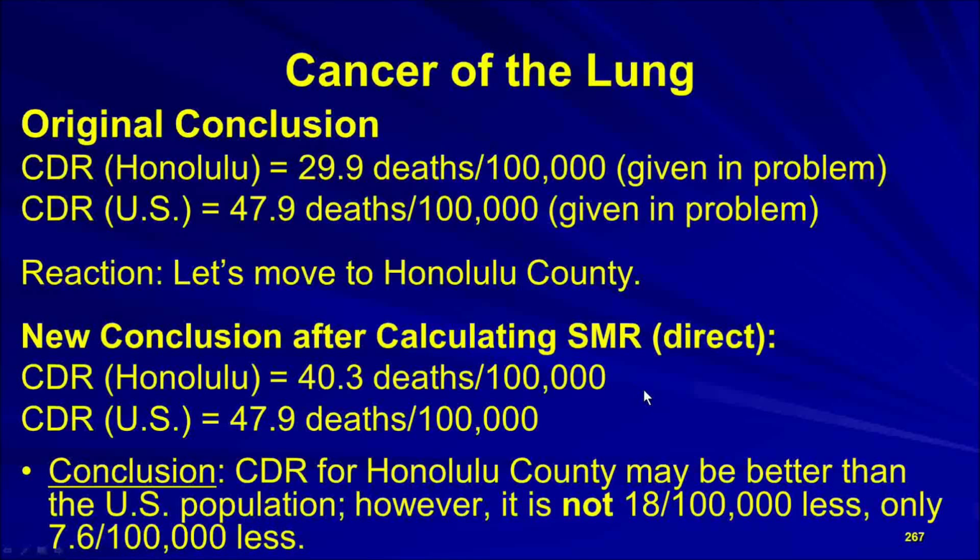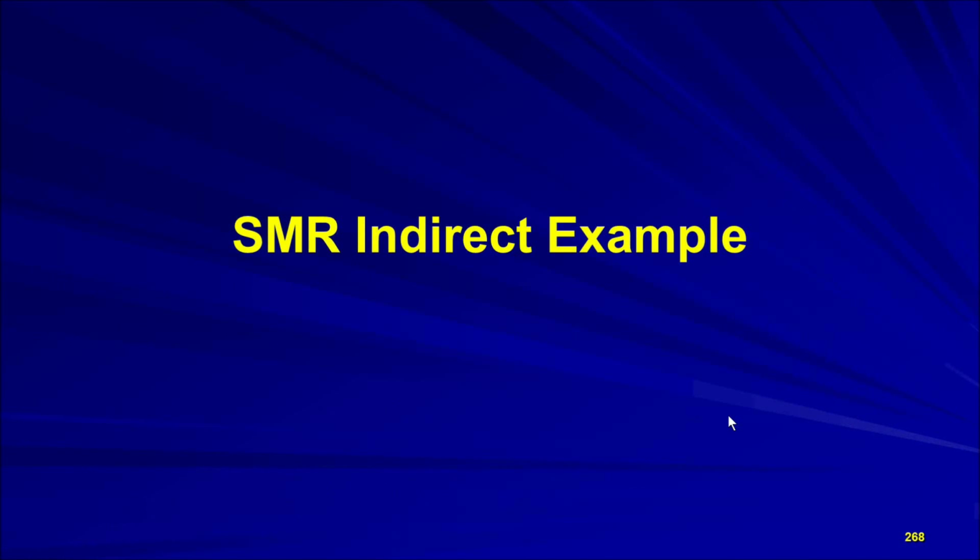So based on the SMR direct, we see that there are fewer lung cancer deaths in Honolulu County than there are nationally, but the number reported of 29.9 deaths per 100,000 is misleading and incorrect. The best estimate of the number of deaths in Honolulu is 40.3 deaths per 100,000. And again, it's still lower than the U.S. population, but it's not as low as we would have advertised and led people to believe. Okay, so hopefully you see the value.